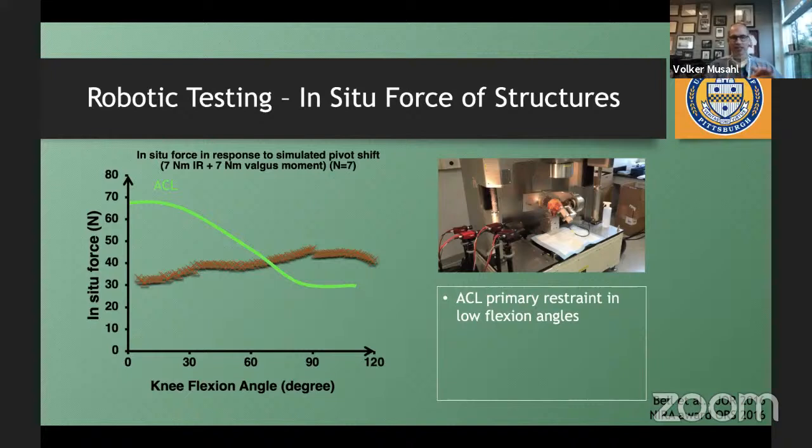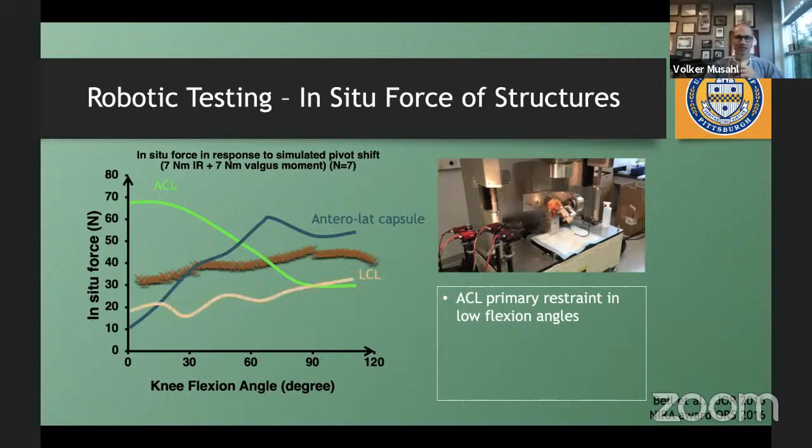So you have flexion angle of the knee on the x-axis and then the force carried by the structure on the y-axis. And we all know that the ACL carries most of the force near extension. And you can then see the anterolateral capsule also carries some force, but starting more near 60 degrees of flexion and higher flexion angles. And keep in mind, the pivot shift happens around 25 to 35 degrees.